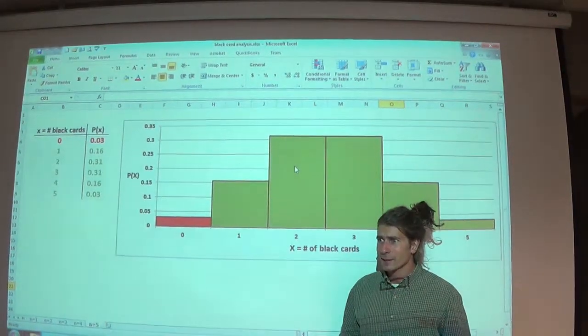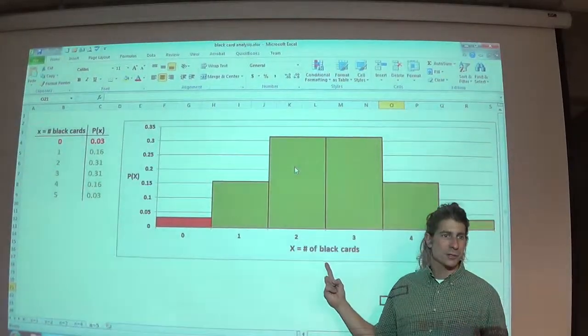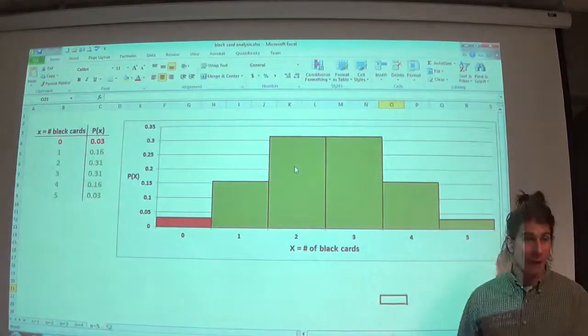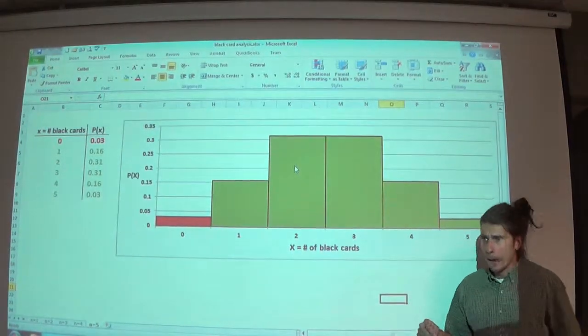I just realized too, this should be number of red cards, not black cards. I apologize for that typo. It doesn't matter, it's the same logic because it's symmetric, but we were looking for red cards and we weren't getting any. But I'll fix that before I upload it for you guys.